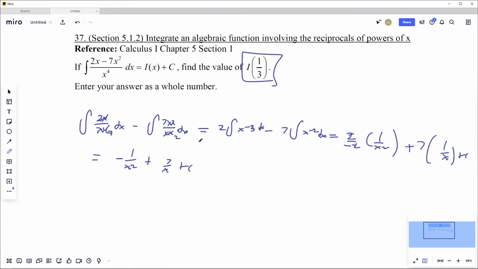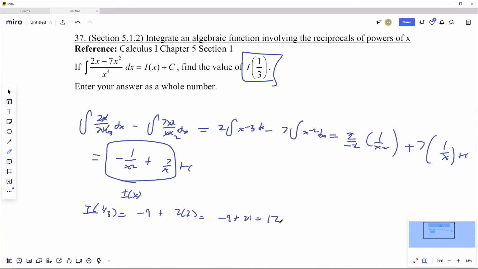So this is taken to be I. So I of 1 over 3 is minus 1 over 1 over 3 squared, 1 over 9, and then there's 1, so it becomes 9, so minus 9, plus 7 over 1 over 3, so 7 times 3. Here you get minus 9 plus 21, you get 12. 12, yeah. That's pretty much it.